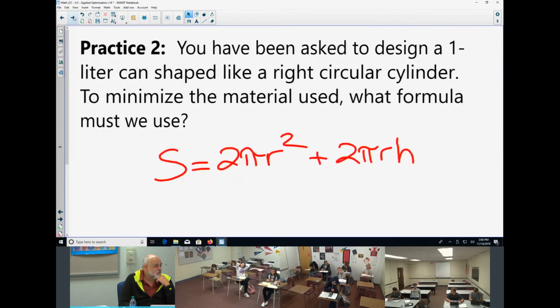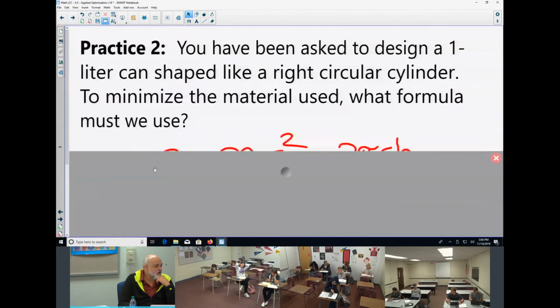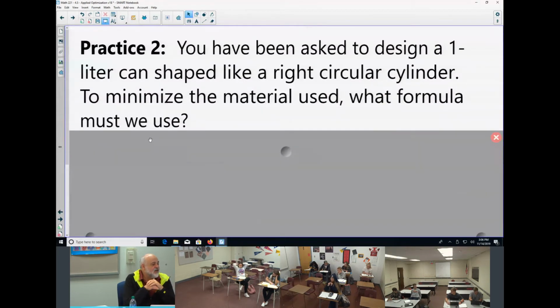All right, so, okay. You've been asked to design a 1-liter can shaped like a right circular cylinder. To minimize the material used, what formula must we use? Okay, maybe you saw it already. But what's the formula for surface area of a right circular cylinder? And feel free to use the front flap of your book if you don't know, or maybe we can just sort of piece it together.